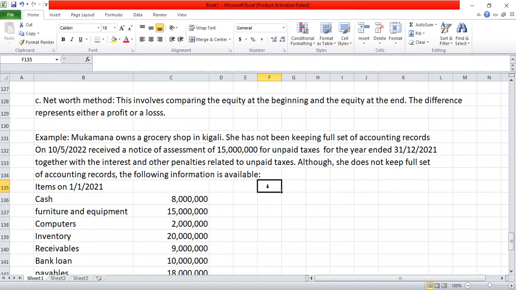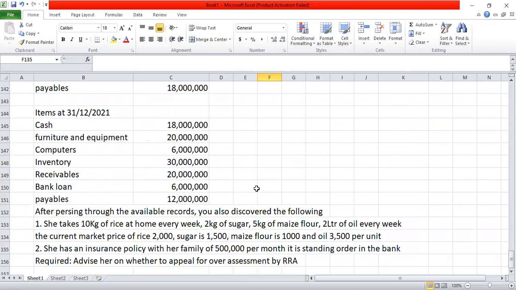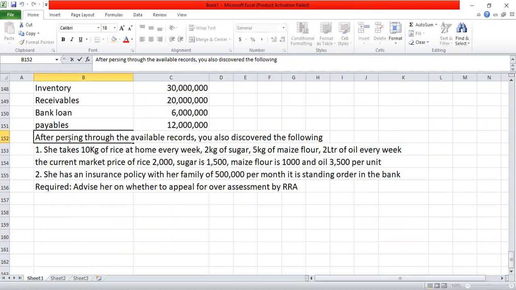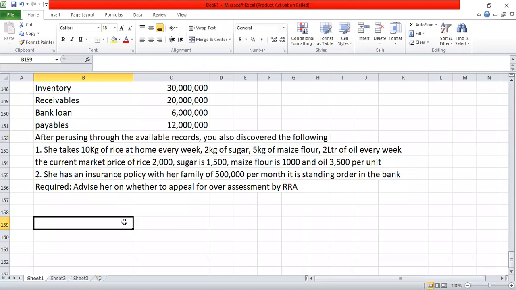year ended 31st December 2021, together with the interest and other penalties related to unpaid taxes. Although she does not keep a full set of accounting records, the following information is available. We have these items on 1st January, and we have the items on 31st December. Then after perusing through the available records, you also discovered the following.